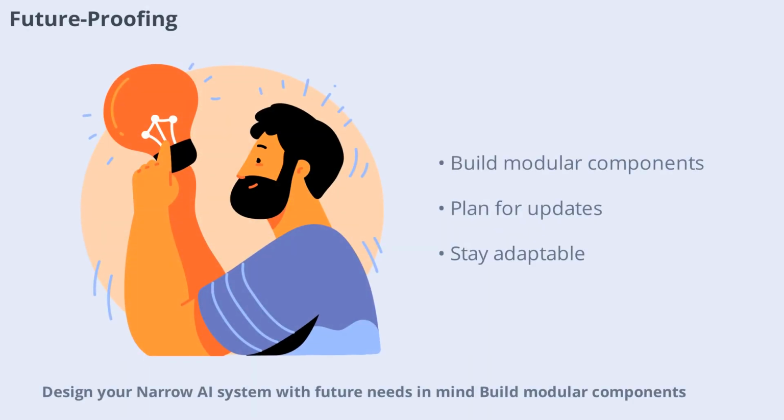Design your Narrow AI system with future needs in mind. Build modular components, plan for updates, and stay adaptable to new technologies. Future-proofing ensures your system remains relevant and easy to upgrade as requirements evolve.